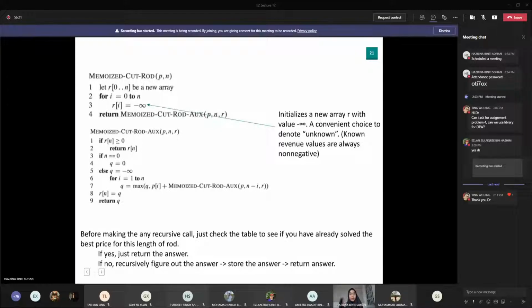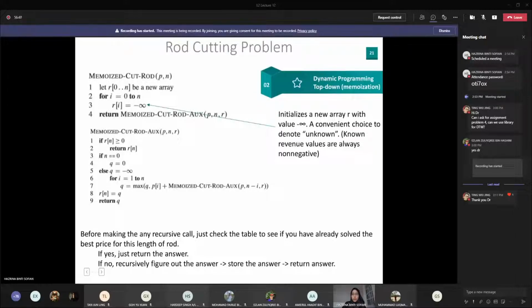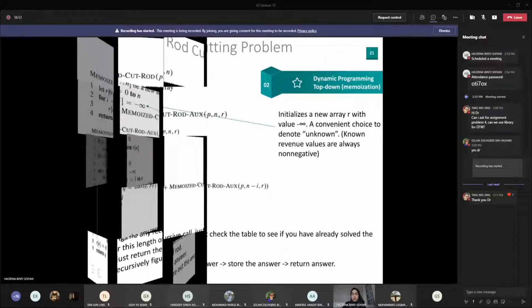So let's say the highest value is 2. You look at the table, the highest value is 2, then just cut all to 2. Then let's say it is an odd number, like 9 inch, so you have 1 inch left, then you just refer to the table. For 1, what is the best? 1 ringgit. So there's no need for other scenarios. So that is why it is more efficient. One, it memorizes. Two, it doesn't go through all scenarios.